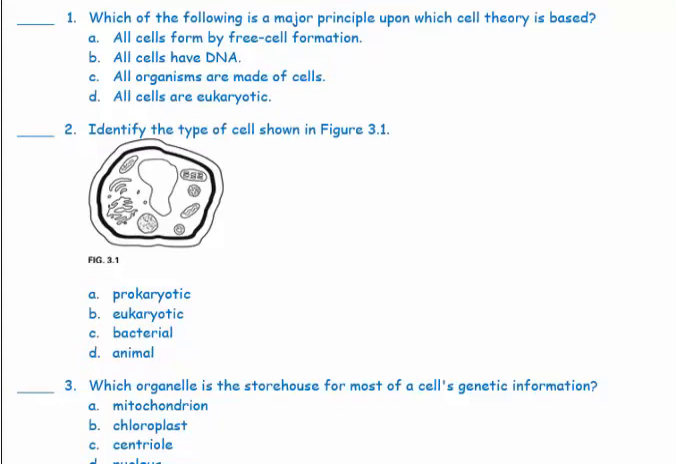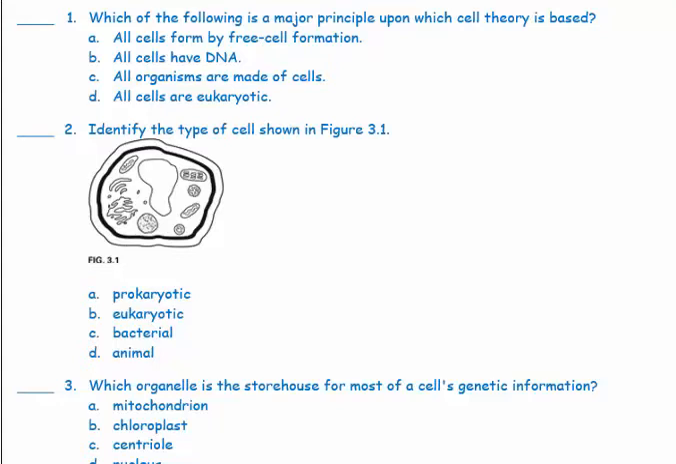Which of the following is a major principle upon which the cell theory is based? As we said, the cell theory is based on one important principle, that all cells are made of other cells. So 1C. Number 2, identify the type of cell shown in figure 3.1. As you can see, this is a cell that contains organelles and a cell membrane, so the answer is B. It's a eukaryotic cell.